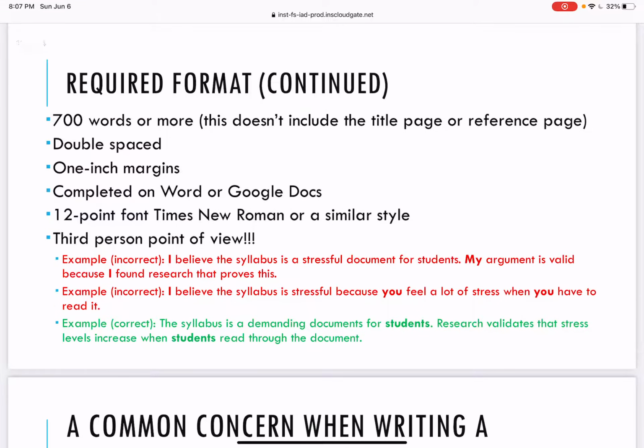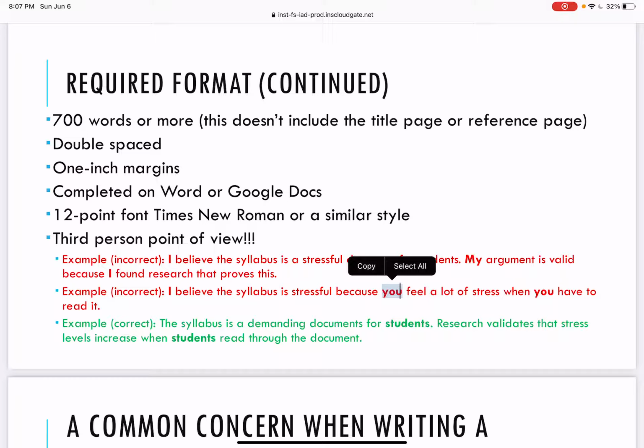The standard is 700 words or more, not counting the title page or reference page. Make sure that you write in third-person point of view. You'd want to avoid first person, meaning I believe, my argument, I found. And definitely avoid you, second person, that's you and your.